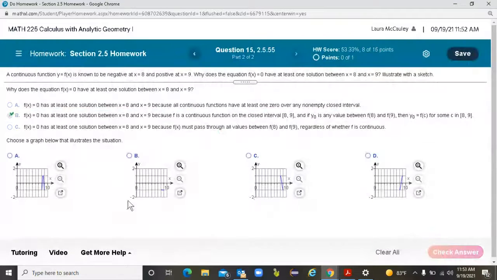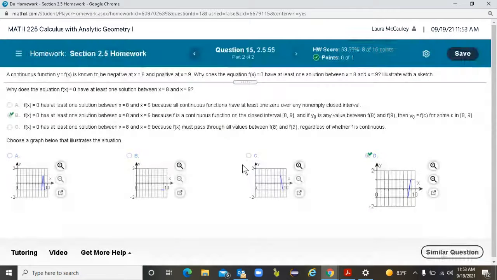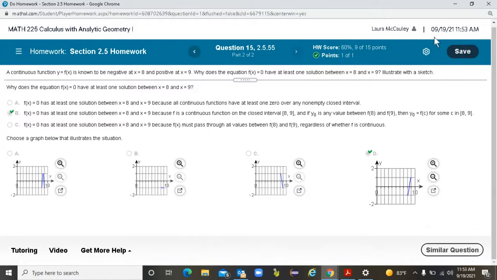And this one also wants a sketch. So the idea is that f of 8 was negative, so wherever f of 8 is, we got a negative value. That's this one if you look closer. Notice that at 8, we got a negative value, and at 9, we got a positive value. The only way to get from there to there is to cross the x-axis, in which case there is a place where there's a 0. Yay! All right, and again, that was the intermediate value theorem, and we are done.